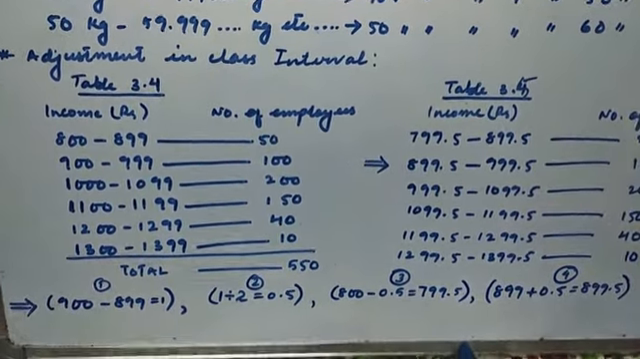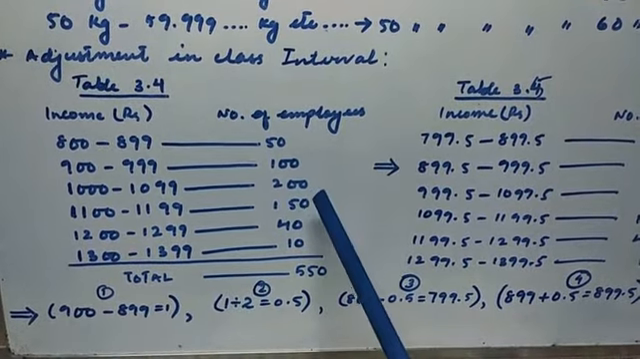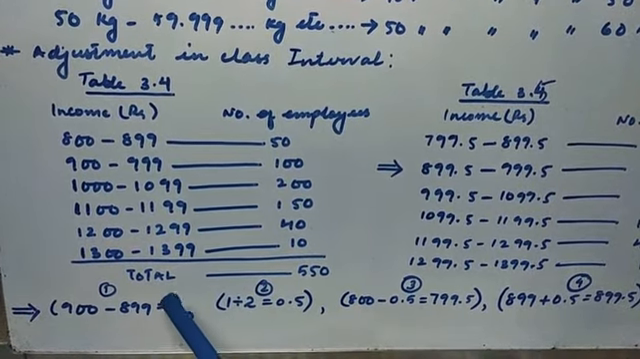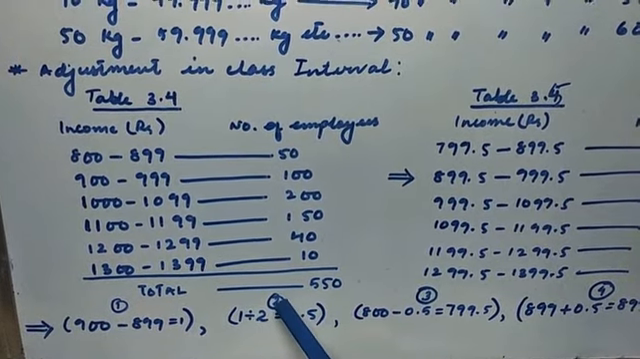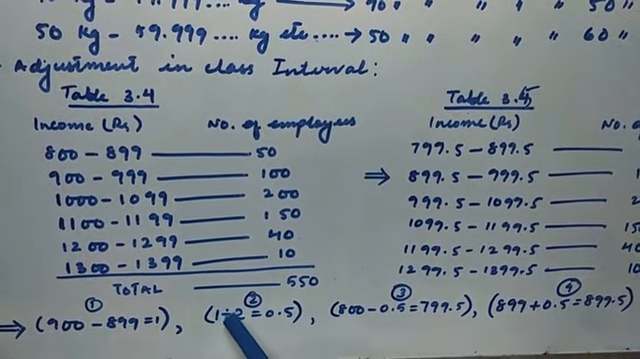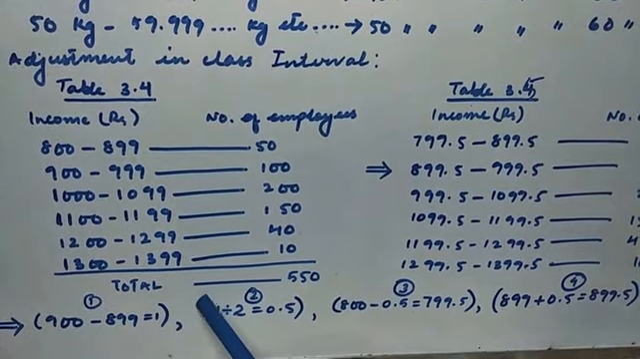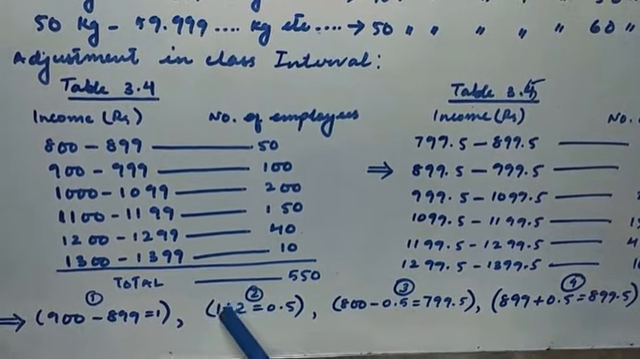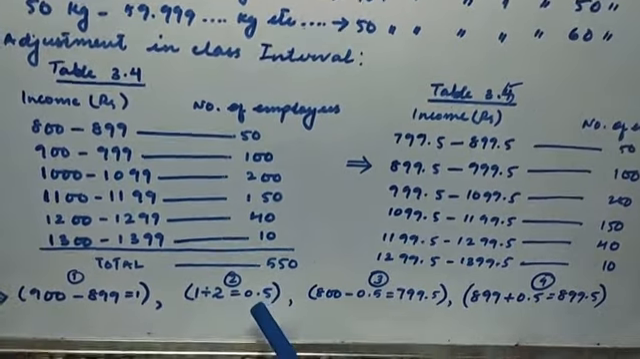So what is our second step? The second step is we divide the difference, which here is 1, by 2. So we divide 1 by 2, and the answer we get is 0.5. That is the second step.